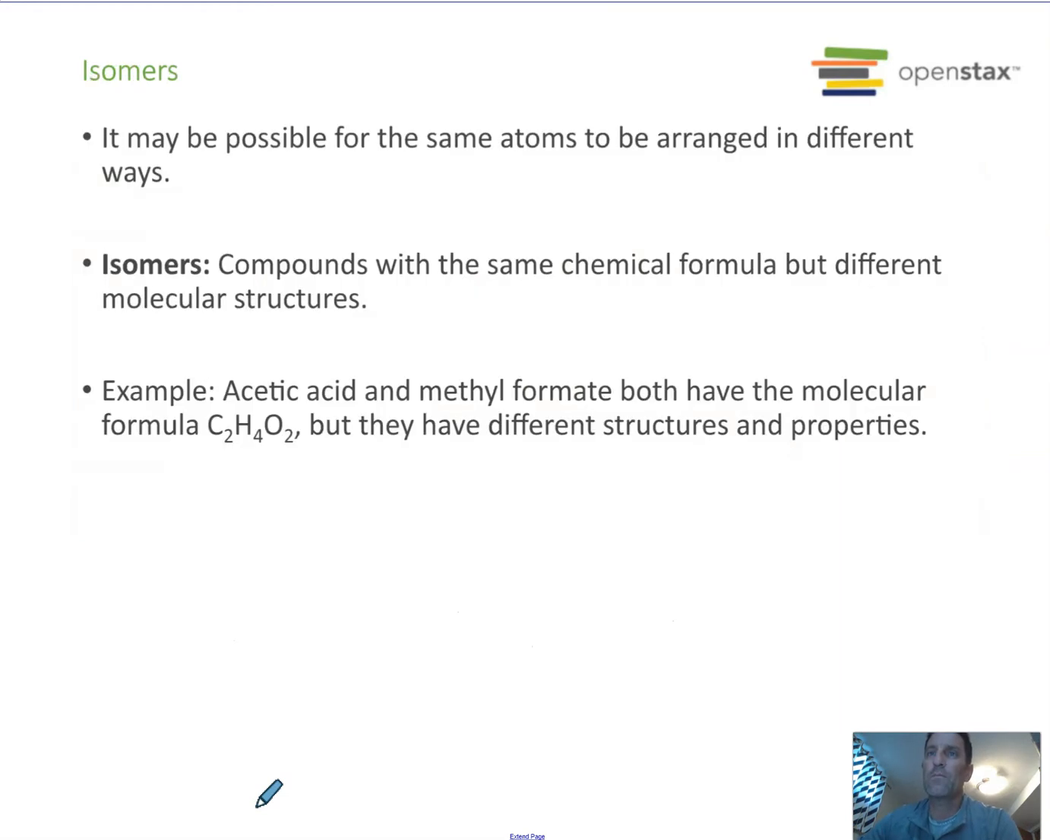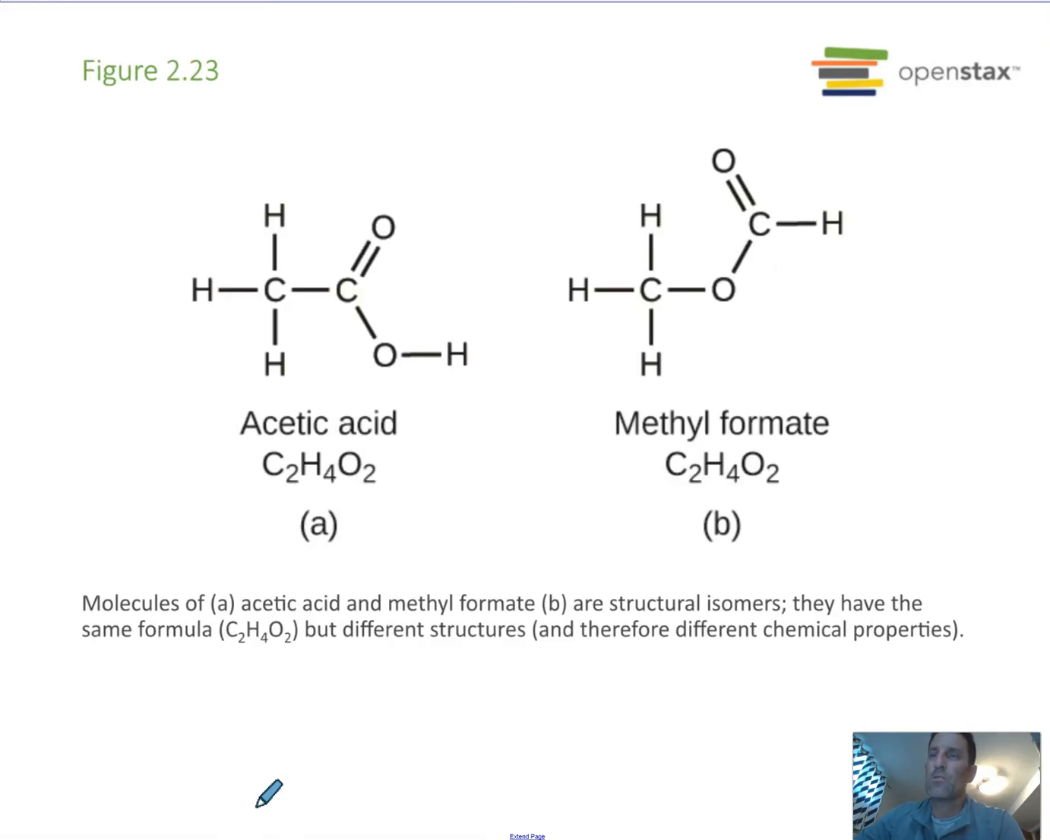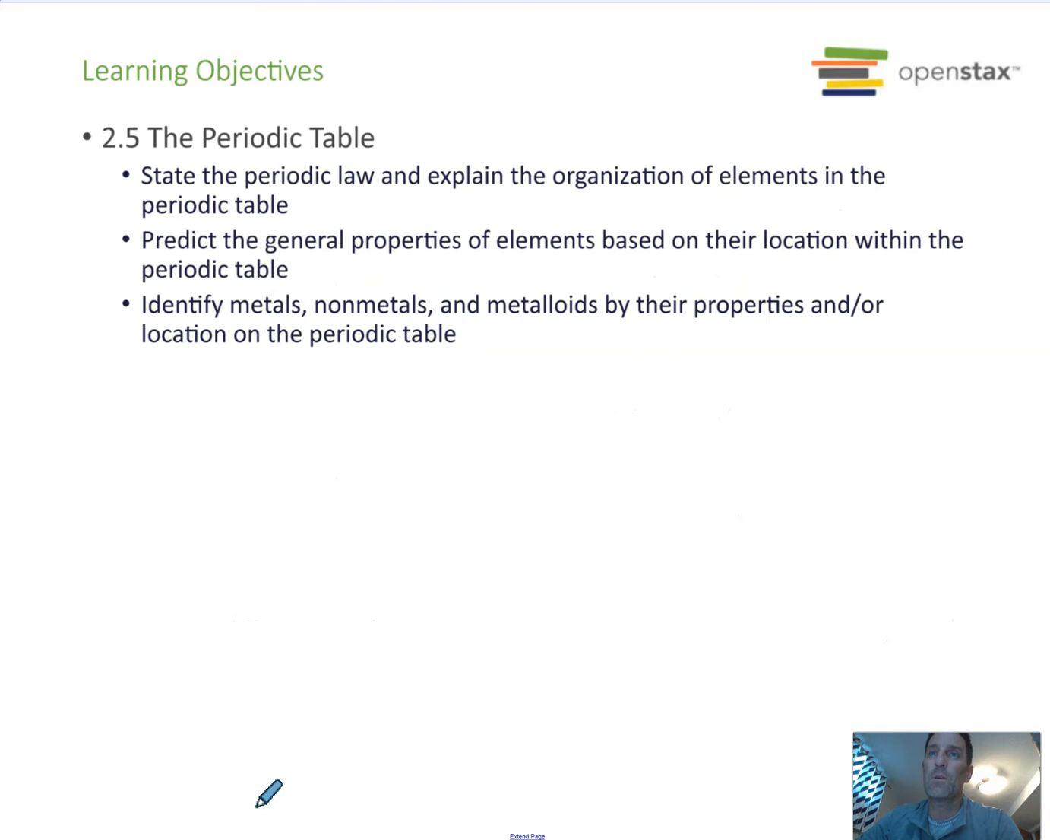Then vinegar, and then isomers, which we don't deal with in AP. But an isomer is where it has the same formula, but the structures are different, and that's your plastics. Many plastics are just isomers of each other. So there's just two, acetic acid and then methyl formate, same stuff, just arranged in a different way. And you'll learn this in college if you take organic, but none of it is in AP.